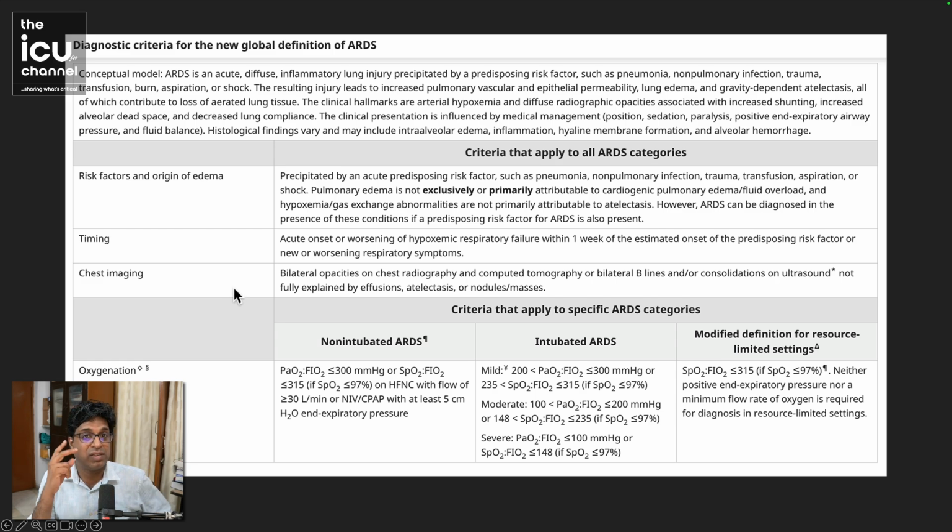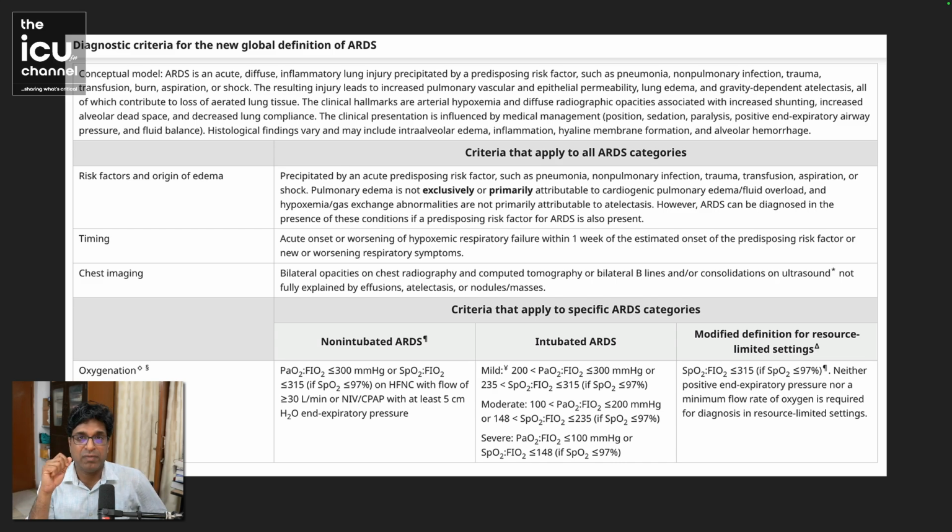Now chest imaging. What is added to chest imaging? Earlier there was X-ray in 1994, then CT was added, and now we have USG chest, in which B lines are present. So bilateral opacities on chest radiograph or CT scan, or bilateral B lines or consolidation on ultrasound, not fully explained by effusion, atelectasis, or nodules. You cannot explain that just by effusion. There has to be bilateral, fluffy shadows, which are peculiar to ARDS, and they cannot be attributed to effusion, atelectasis, or masses.